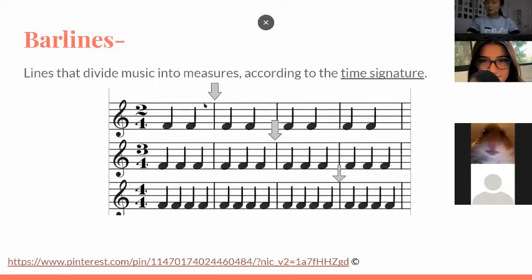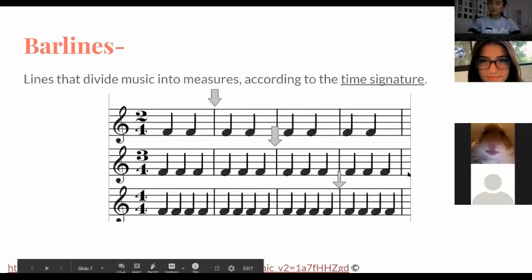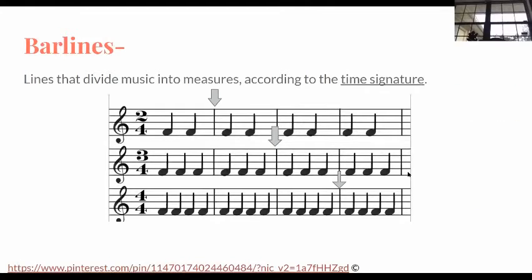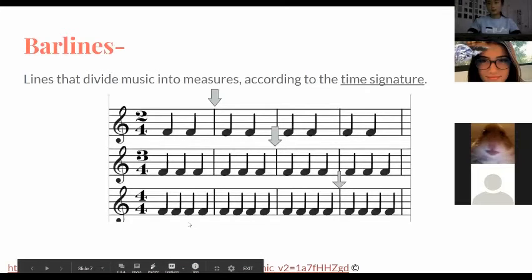So when you read a book, it's divided into chapters, right? And each chapter tells a story. Each bar line divides it into little measures. Okay. Does anyone have questions about this? Just raise your hand with the icon if you have any questions. No? Okay, let's move on.